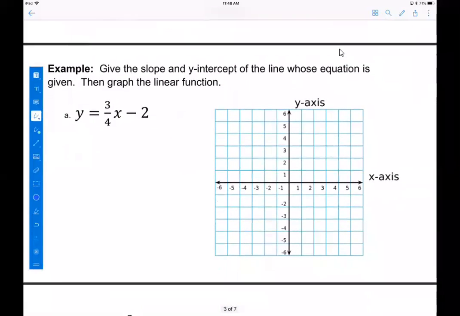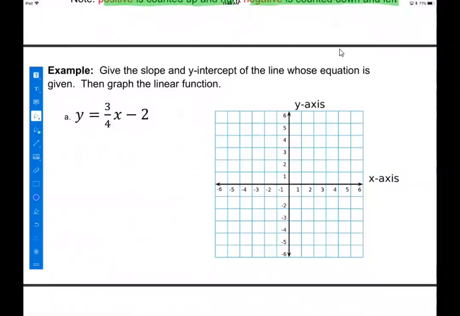All right, first problem here. It says give the slope and the y-intercept of the line whose equation is given, then graph the linear function. If we look at our equation, notice that the coefficient in front of x is our m, so our slope is 3 over 4. And this -2 is the b, that's your y-intercept.